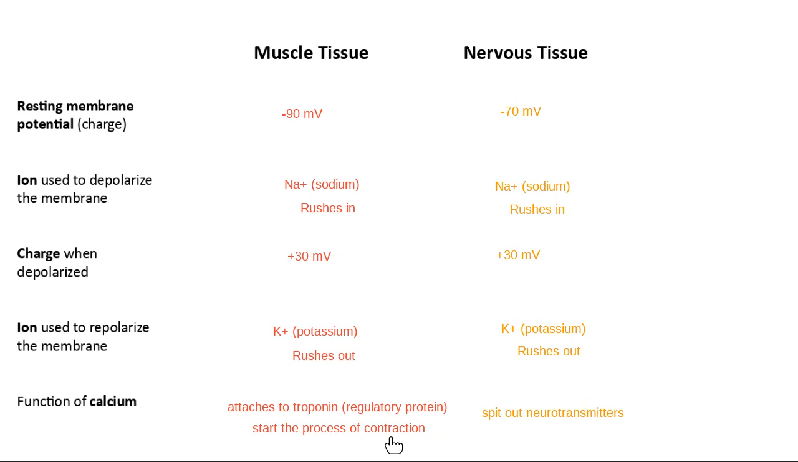So compare and contrast here with muscle tissue and nervous tissue. A lot of things about the way that they function are the same: what we use to depolarize, what we use to repolarize, where we go when we're depolarized. Make sure you know that their resting membrane potentials are different from one another, and make sure we know in particular what calcium does for these two things. It helps us to start contraction when we're talking about muscle tissue, and it helps us to spit out neurotransmitters when we talk about nervous tissue.